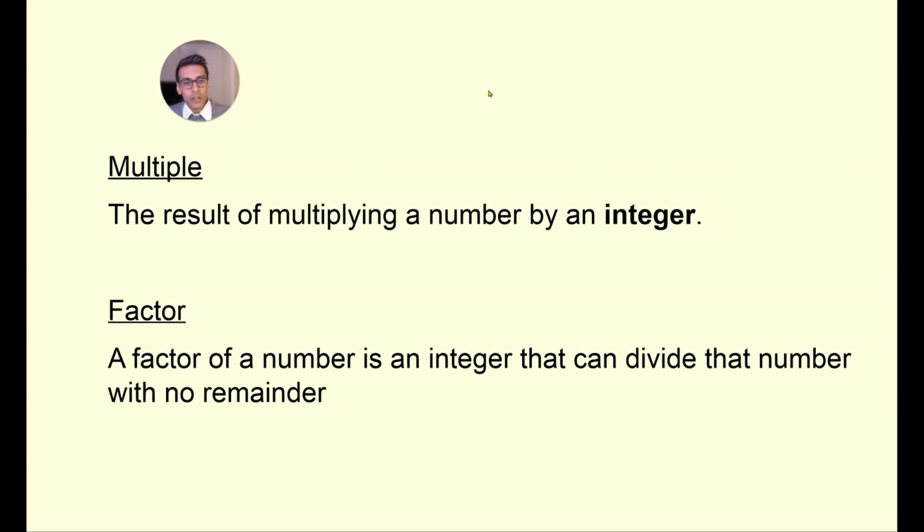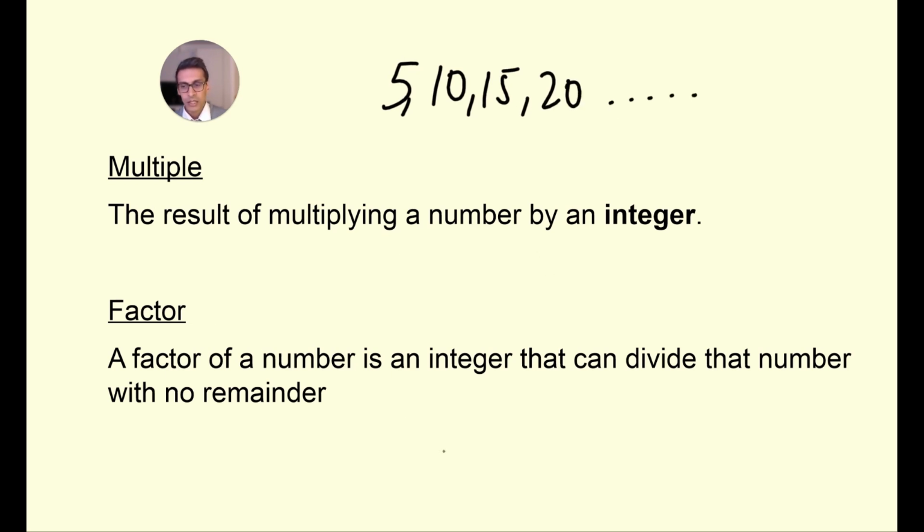Hey, this is a quick video looking at the key definitions and the key difference between the words multiple and factor, commonly confused quite a bit, so we're just going to practice using this within various contexts. So remember, a multiple is something that is the result of multiplying by an integer. So for example, multiples of 5 are 5 times 1, which is 5, 10, 15, 20, and so on.